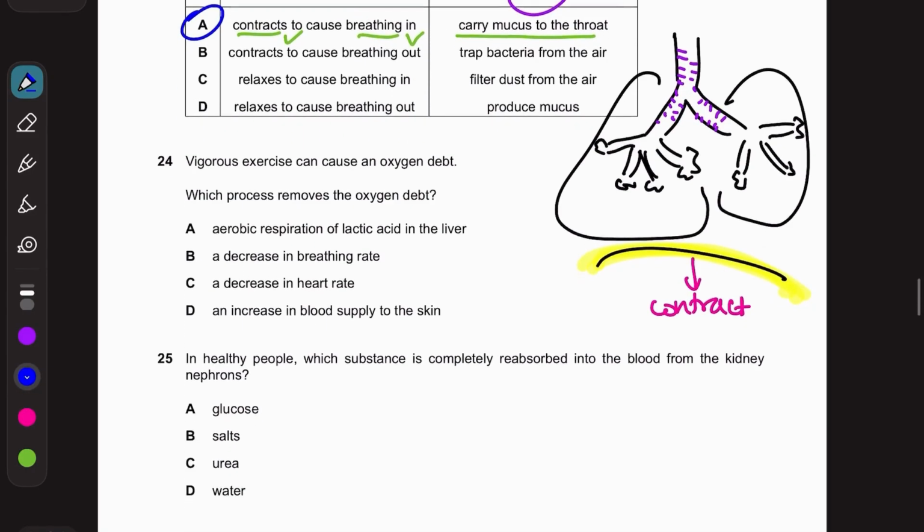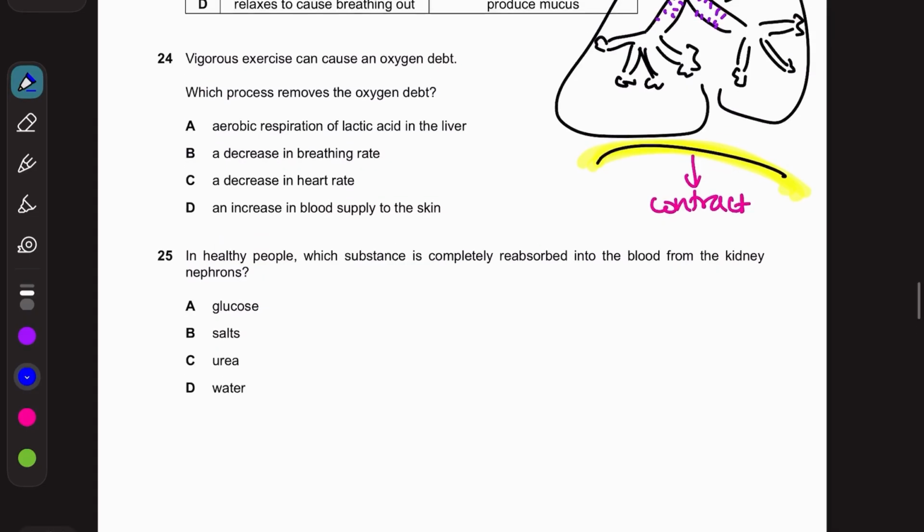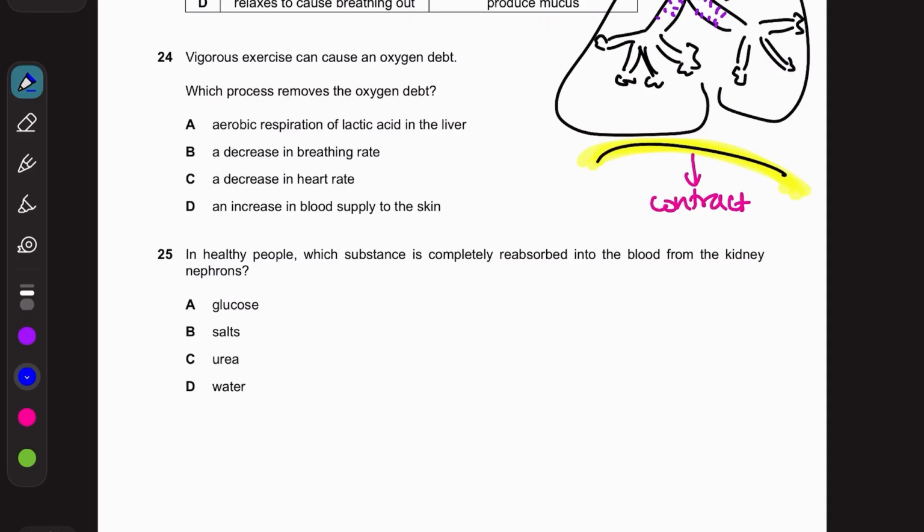Okay, 24. Vigorous exercise can cause an oxygen debt. Which process removes the oxygen debt? So you have to understand what oxygen debt means. Oxygen debt basically means when you are doing this thing called what? Anaerobic exercise, right? Anaerobic respiration, which does come from exercise usually, because you're moving, and therefore using up a lot of the oxygen in your body. So anaerobic means no oxygen required. And when you have anaerobic respiration, you're producing lactic acid, which is bad.